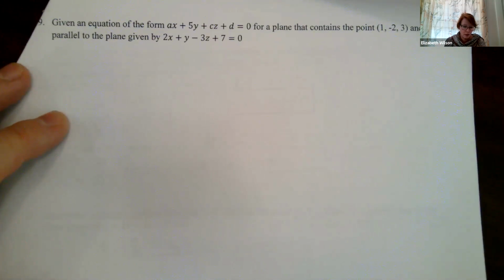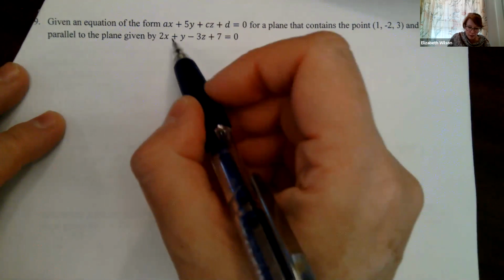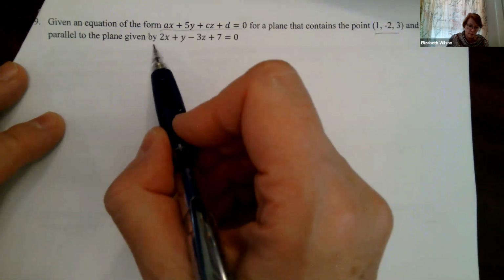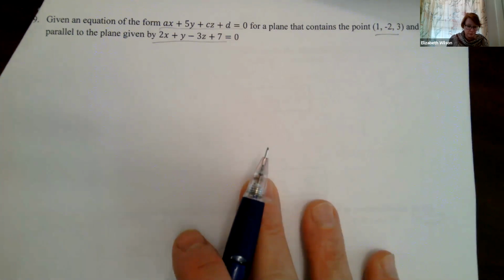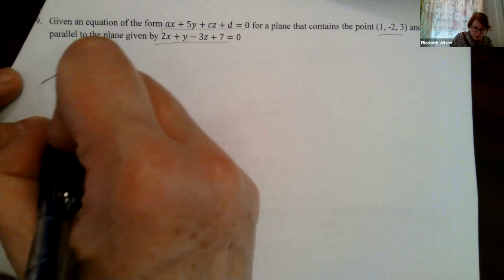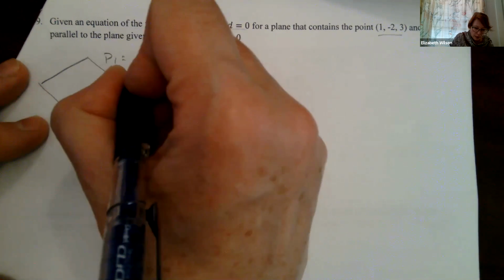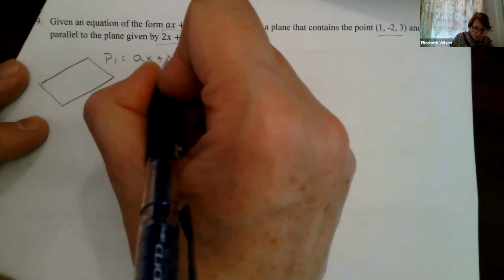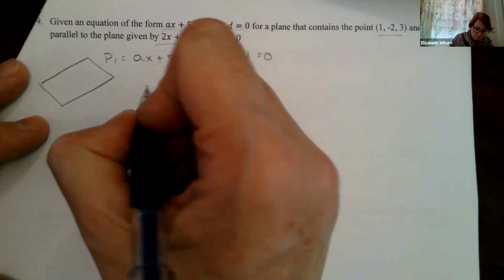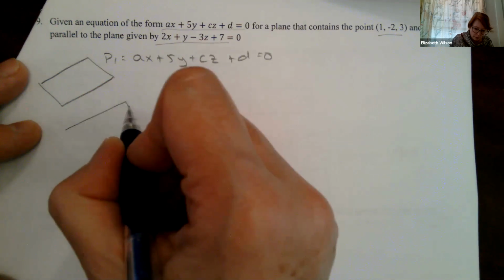So give an equation of the form ax plus 5y plus cz for a plane that contains this point and is parallel to that one. Now we have, again, two planes that are parallel. Plane 1, which is ax plus y plus cz plus d equals 0, is parallel to this one.